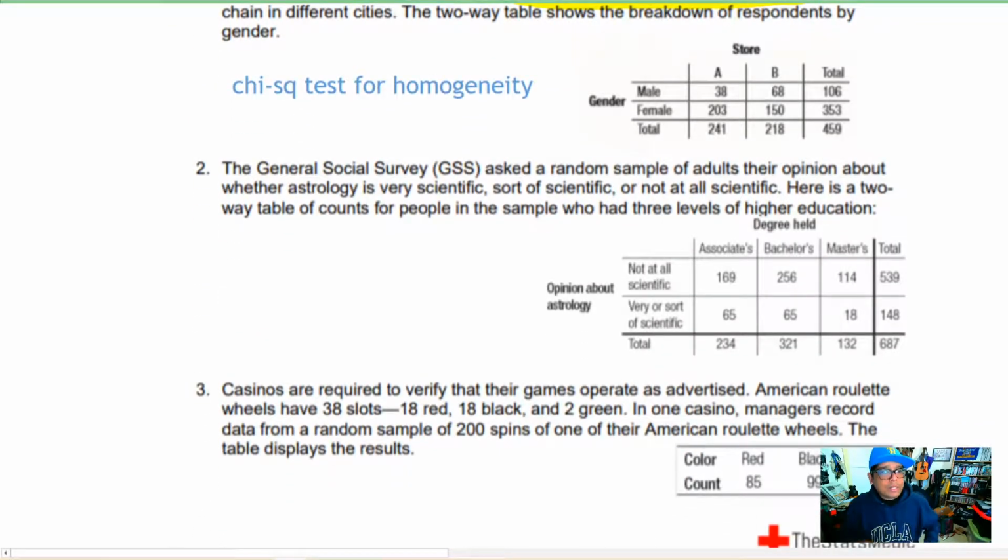Question B. The General Social Survey asked random samples of adults their opinions about whether astrology is very scientific, sort of scientific, or not at all scientific. And here is a two-way table of counts for people in the sample who had 3 levels of higher education. So notice that we took only one sample here, and we're classifying the sample in 2 different ways. So there are 2 different variables here. One variable is the degree being held. The other variable is the opinion about astrology.